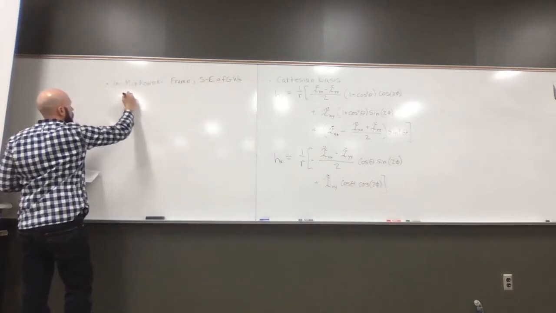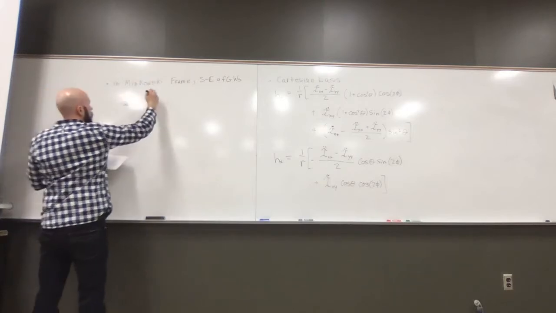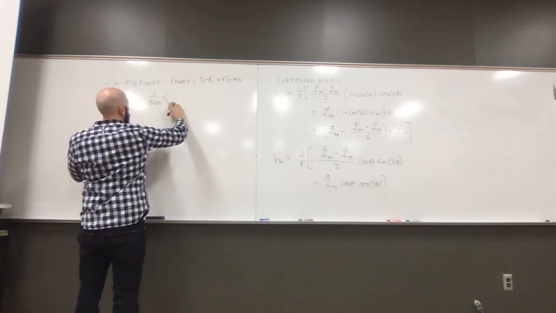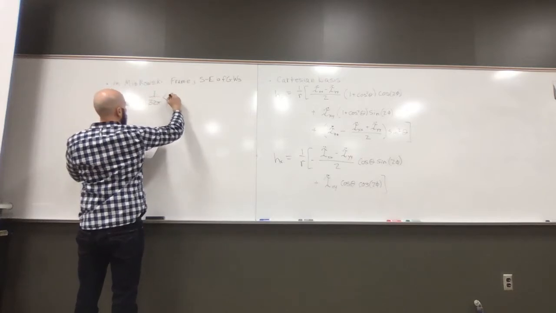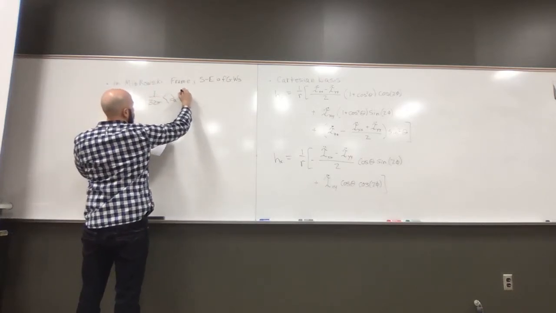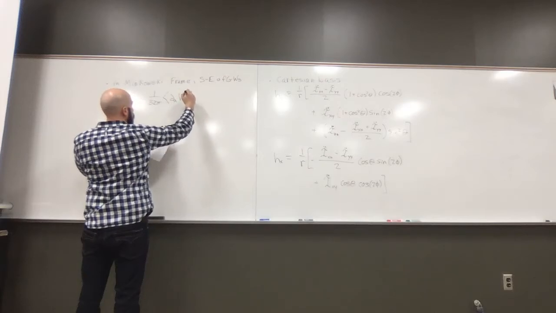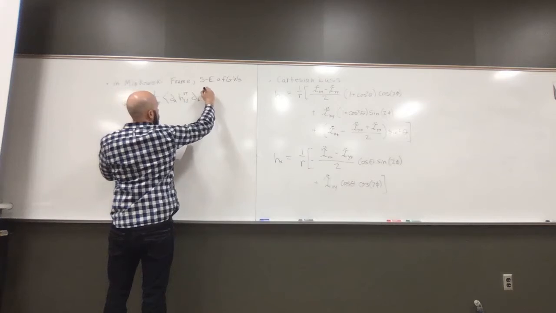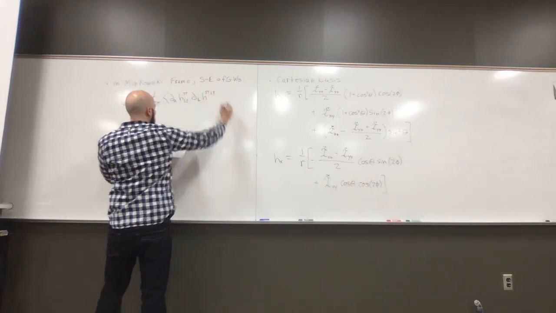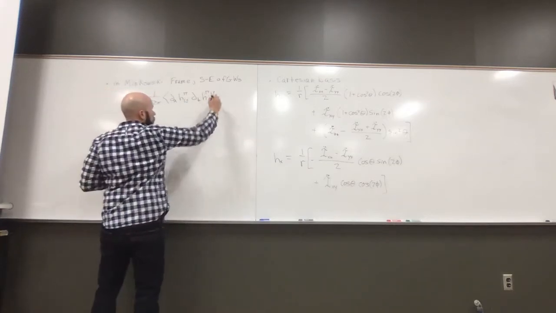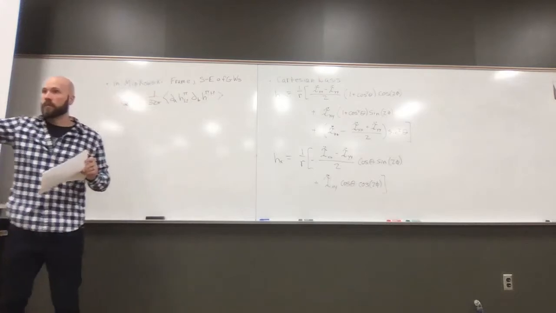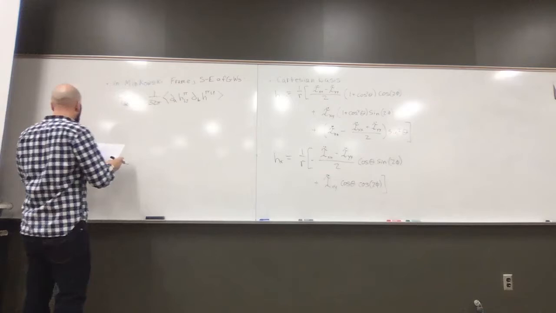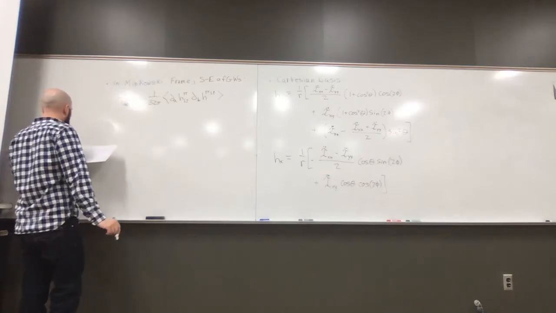So T^{AB} gravitational wave is going to be 1 over 32 pi times the average over a few wavelengths of partial A of h transverse traceless ij times partial B h transverse traceless upstairs ij, where the average is taken over several wavelengths of the gravitational wave. Okay? That's what I mean by that.